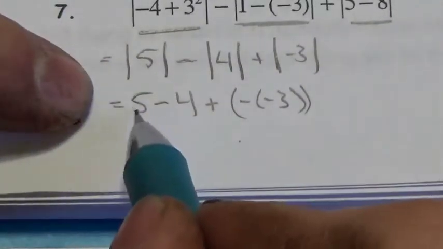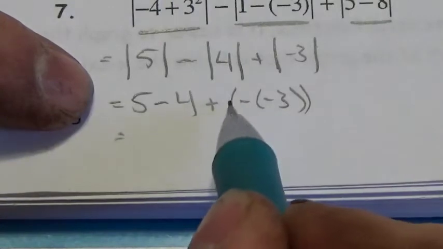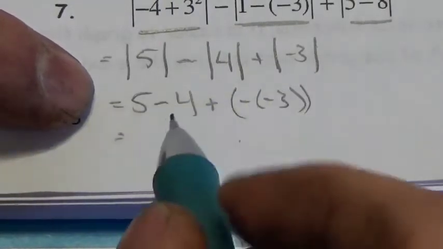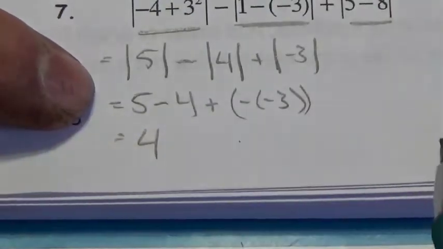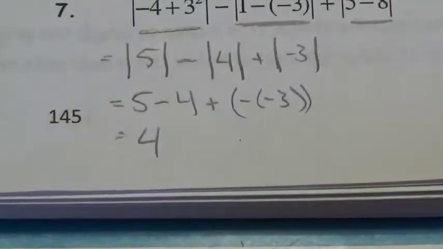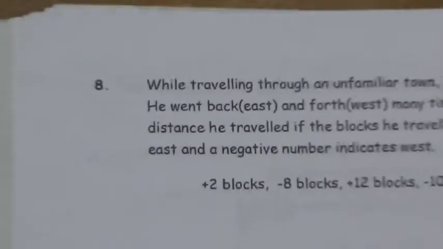So now what I've got is 5 minus 4 plus positive 3. So 5 minus 4 is going to be 1, plus 3 is going to be 4. The answer to this one's going to be 4. Okay, and I believe we've got one more example in this little section right here. And let's just zoom out a little bit.